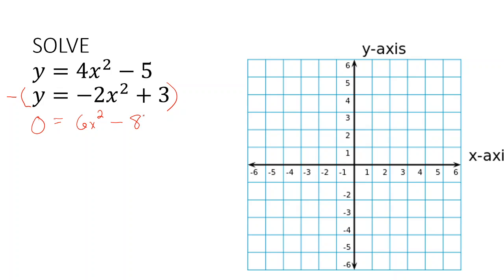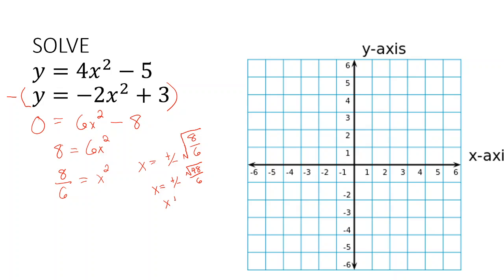This one's going to come out a lot nicer than the last one. So we're going to add 8, divide by 6. 8 over 6 equals x squared. So x equals positive or negative square root of 8 over 6. And if I were to do that, I'd say that x equals plus or minus the square root of 48 over 6. And 48 reduces to 4 root 3.